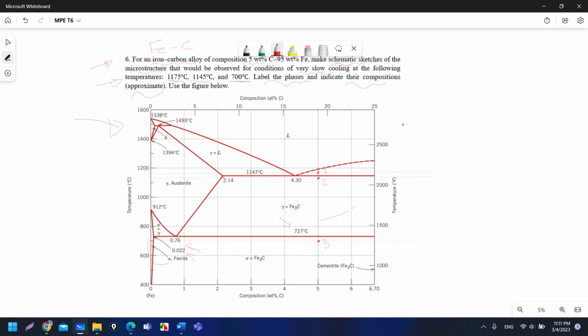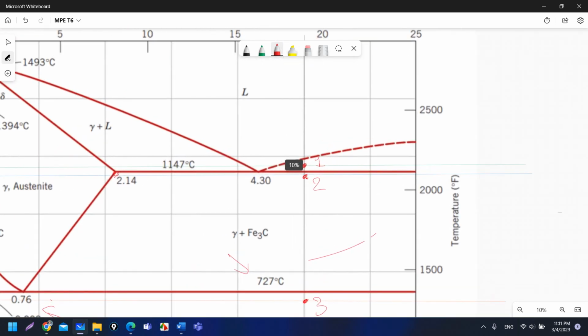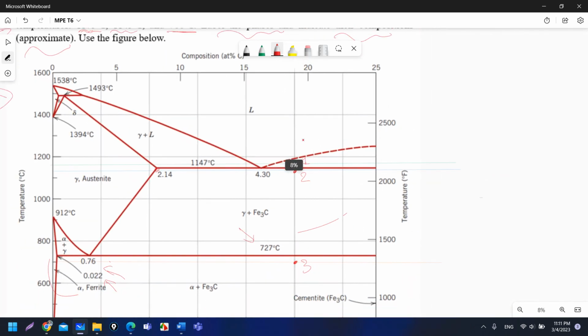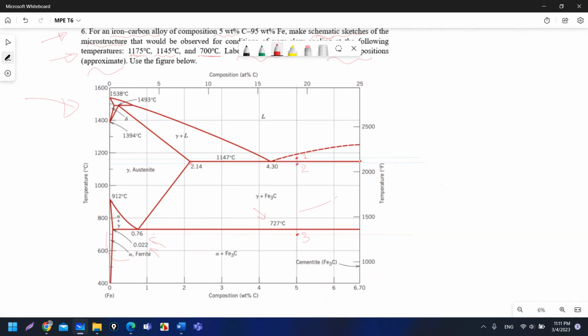Okay, so let's start with the first point. The first point is here above the eutectic line. So it is in this region, and if you complete the phase diagram, you will have something like this. This one is the cementite, Fe3C. So the right side is the cementite, and it is mentioned here, cementite Fe3C, if you go to the right. So it is in this region, and in this region I have liquid.